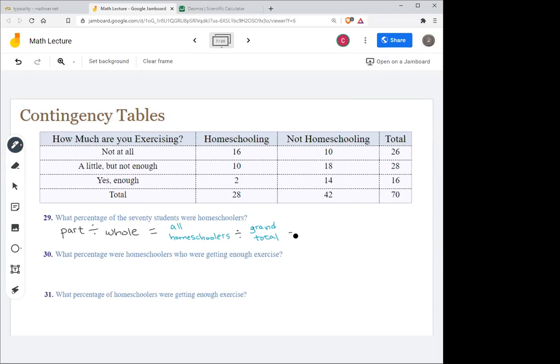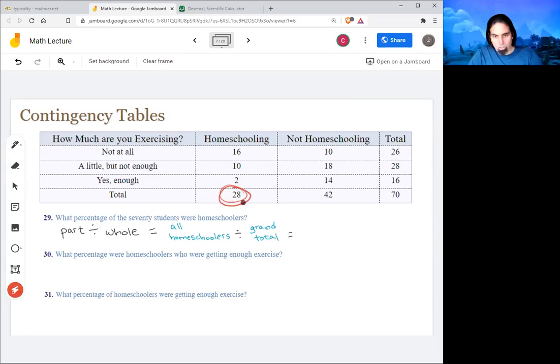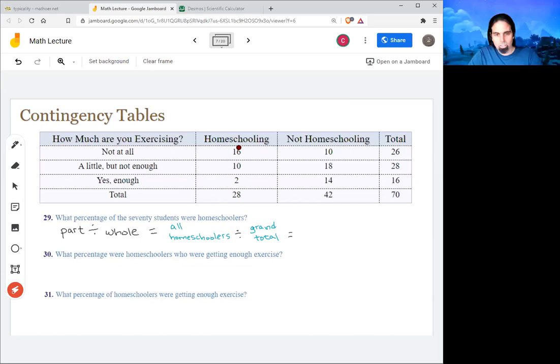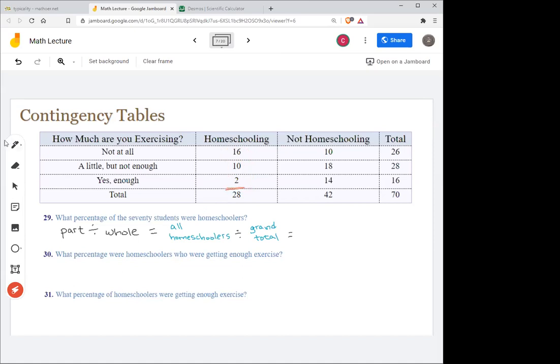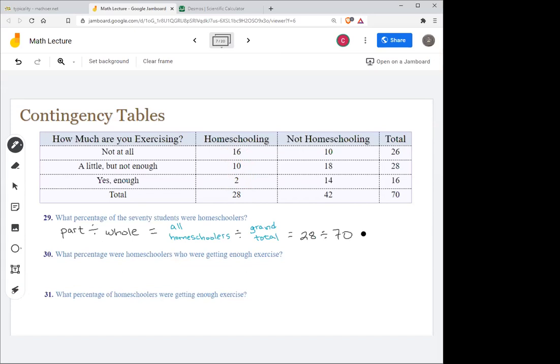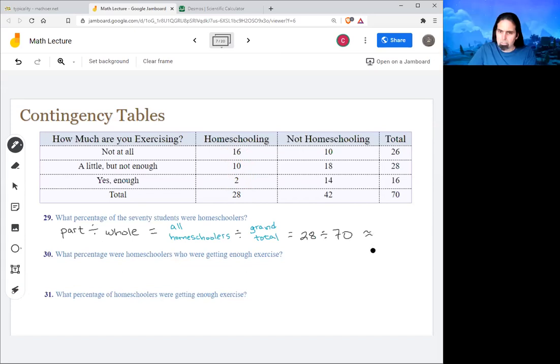Eight percent. So how many homeschoolers were there? The total of that was 28. I don't have to re-add the 28 into these three. Does that make sense? All the homeschoolers were exercising not enough, a little, or yes, enough. So that's all of them right here. It's been added up for us already. So 28 divided by 70 was what? 4%. 0.4. No, that's almost half of 70.